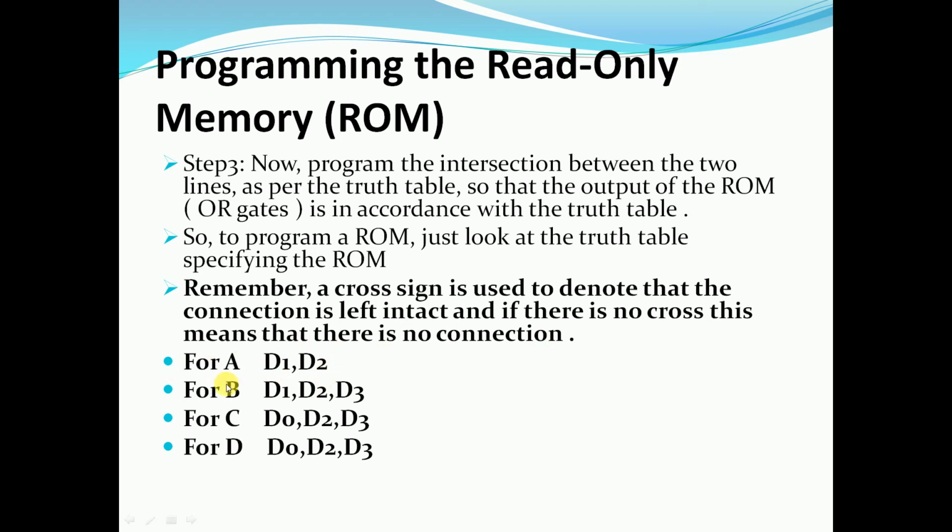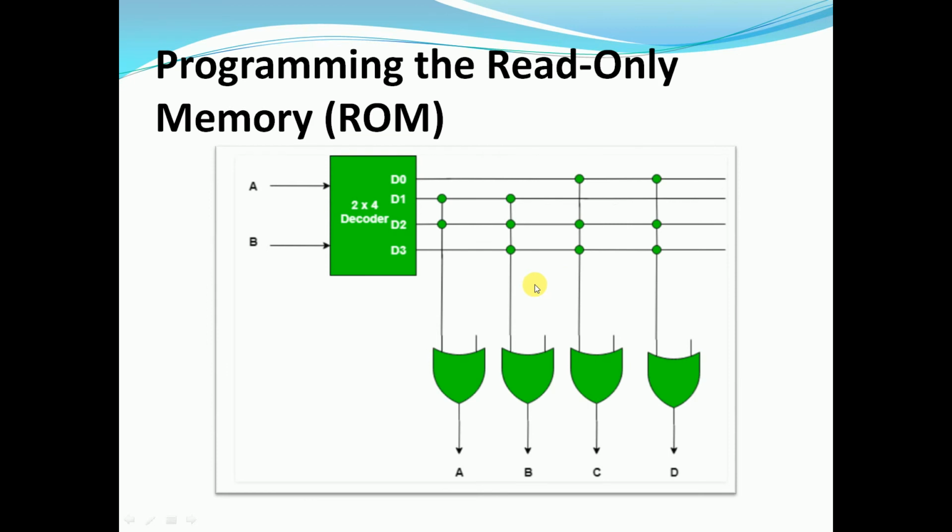So we will mark them. For A we have D1, D2. For B we have D1, D2, D3. For C we have D0, D2, D3. And for D we have D0, D2, D3. Now we construct the circuit diagram.